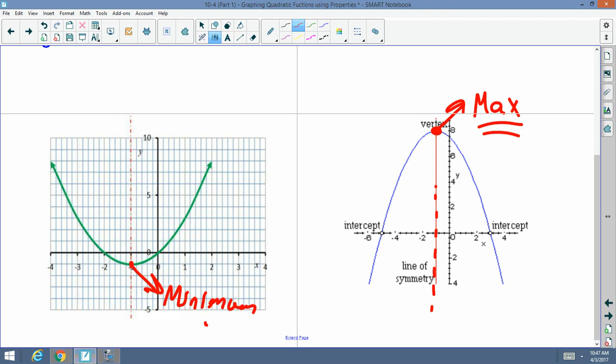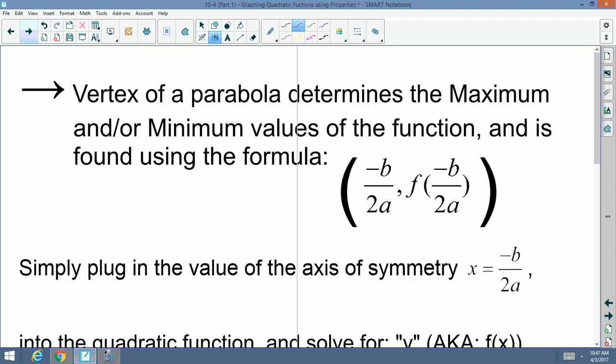Okay? But to find this vertex, very simple, it's a formula. You take the x value of the axis of symmetry and literally plug it in. So that's why I have f of -b over 2a. Remember that y equals f of x. So whatever the x value of the axis of symmetry is, I'm literally replacing the x in function f with it. So that's what that means. That means take the x value, plug it into the function, and find the y value. That's going to be your vertex.